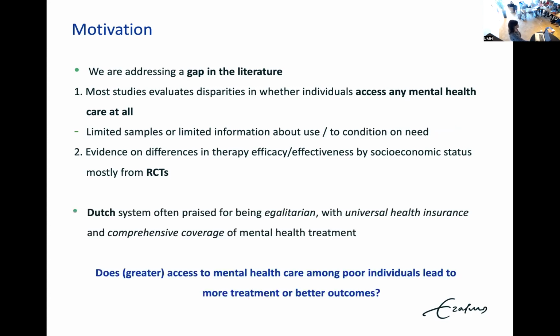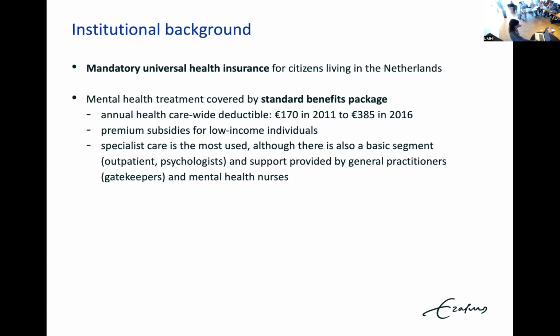So I think the other point that is interesting for us is that mostly from the international perspective, the Dutch system is quite often praised for being egalitarian, having universal health insurance, comprehensive in the case of mental health compared to other countries, which I think is pretty much the case, don't take me wrong. But what we don't know is if this greater access to mental health care and this coverage are actually leading poor individuals to better outcomes. That's a bit the question that we are also seeking to answer here in a very initial and descriptive way.